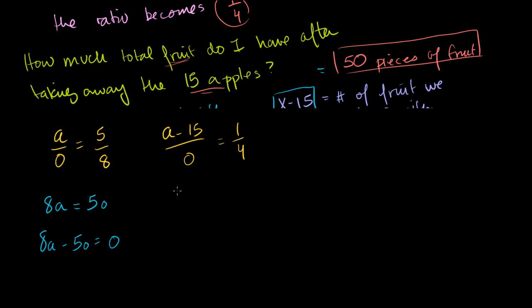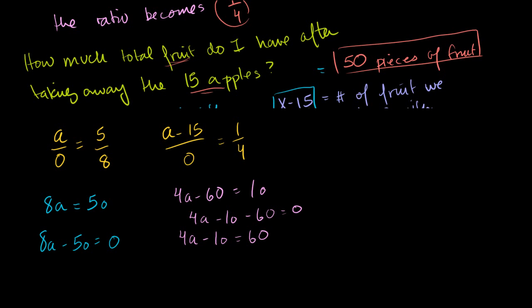Now what do we get on this right-hand side? If we cross multiply, we get 4a minus 60. I'm just multiplying 4 times a minus 15. That is equal to 1 times o. Or we could just write 1o. That's not a 10, that's 1o, or 1 orange. And if we rearrange this, if we subtract the 1o from both sides, we get 4a minus 1o minus 60 is equal to 0. Or if we add 60 to both sides, we get 4a minus 1o is equal to 60.